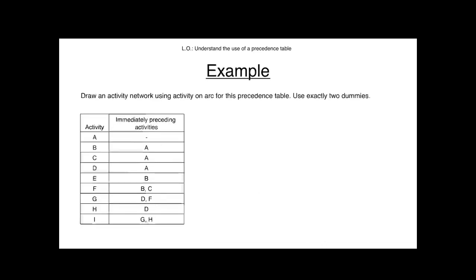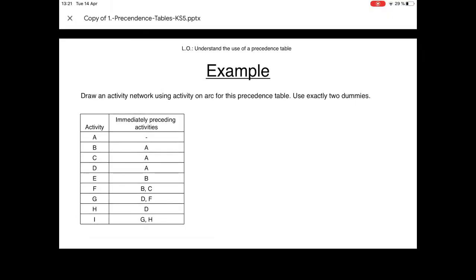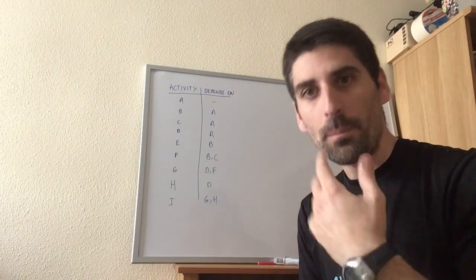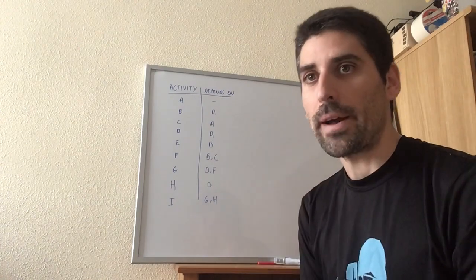So here's an activity. Here's a precedence table. You are going to try to draw an activity network using arcs like here, and it says here exactly 2 dummies. So maybe it's time to pause the video and have a go before I go back to the board and go through the answer. I'll see you in a bit. Bye. Okay people, back to the drawing board one more time.